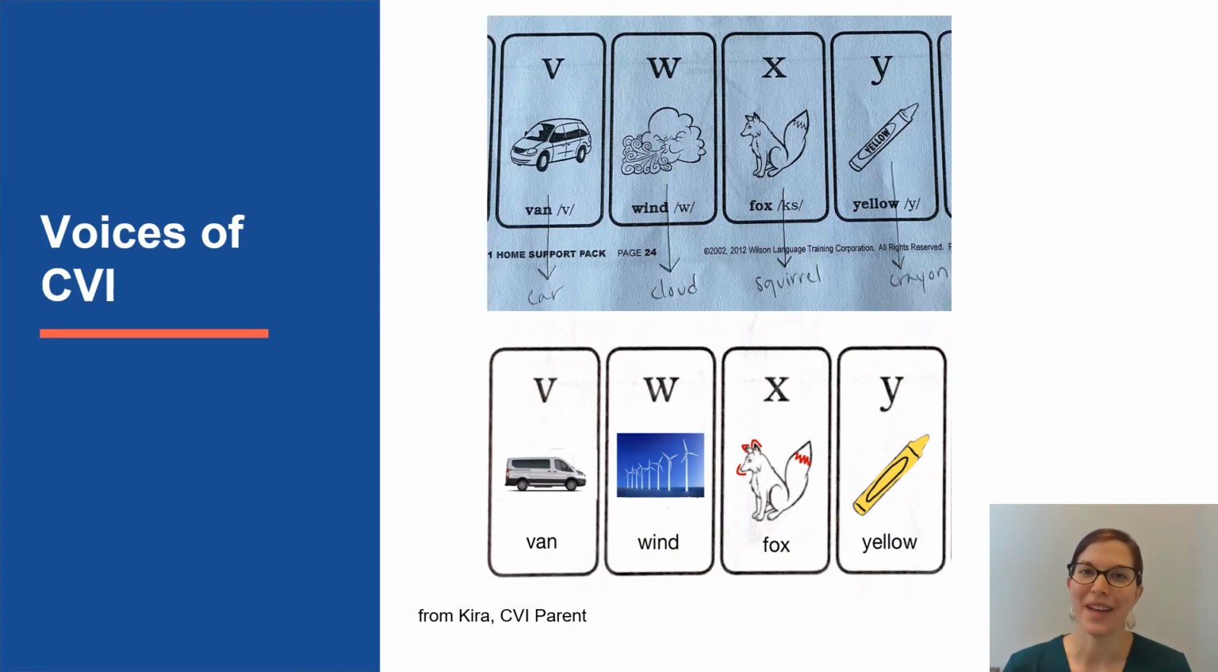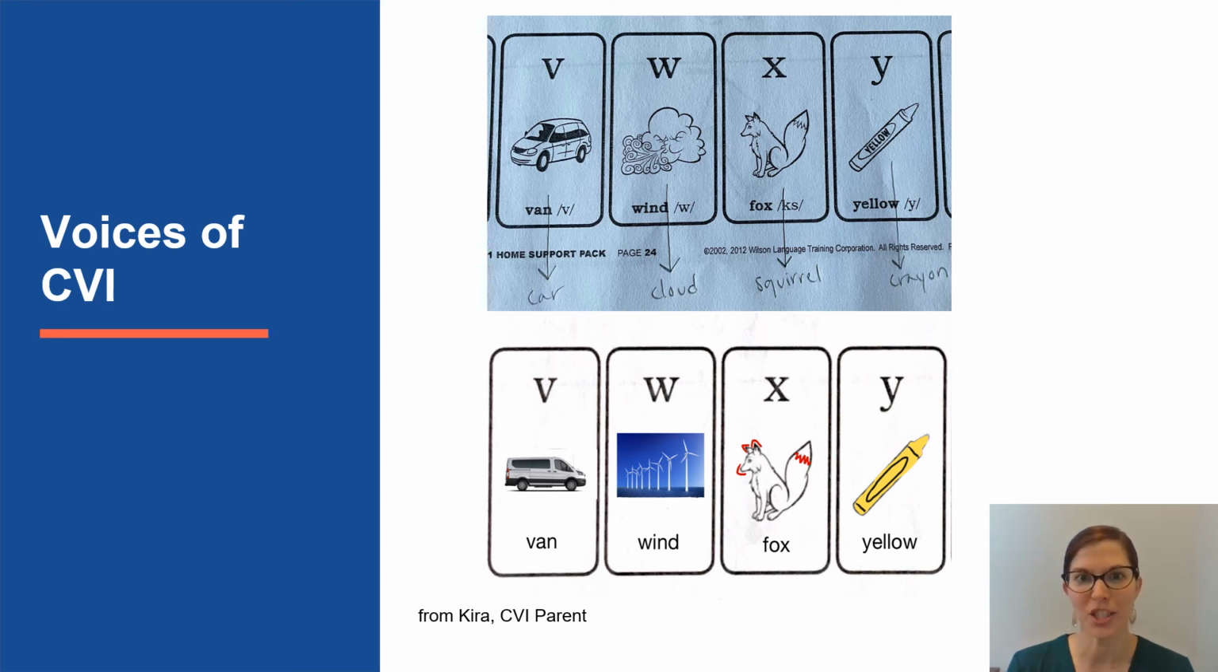Here's one example of how a parent adapted a worksheet that came home for their child with CVI. So on the top, you can see the worksheet that was sent home, and they're working on different letters. So see V, W, X, Y, and Z, and all black and white images underneath that. And this mom just asked her child what the child saw. So for example, for the image of the V for van, the child labeled that as a car.